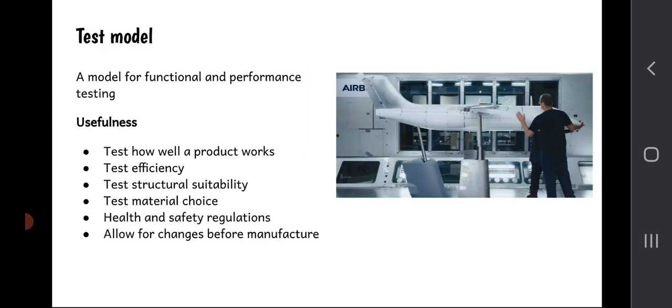Our next model that we're going to look at is a test model. Now, a test model is purely functional. There is no consideration for aesthetics or looks or anything like that. Test models tend to be quite specific as well. They tend to be built for one test in mind.